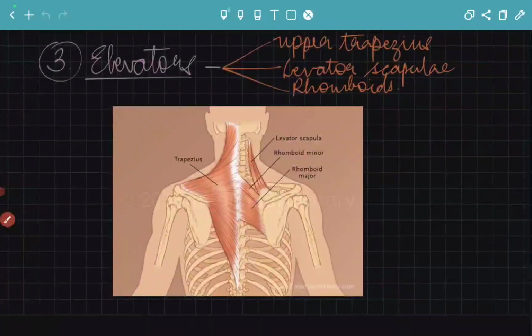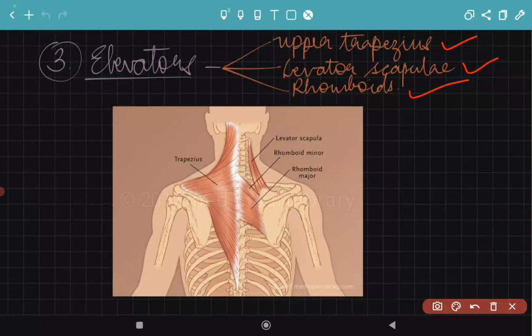Next come the elevators of the scapula. Scapular elevation is done by the upper trapezius, levator scapulae and rhomboids, major and minor. The upper trapezius, as we saw, originates from here and inserts to the spine of the scapula, helping in elevation by pulling the bone up.